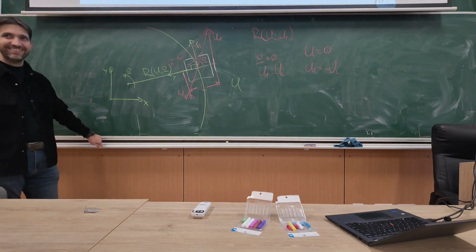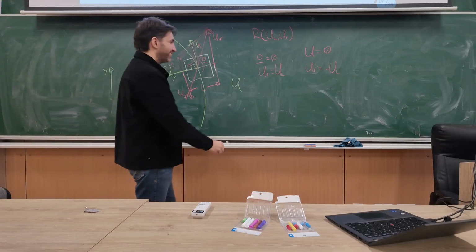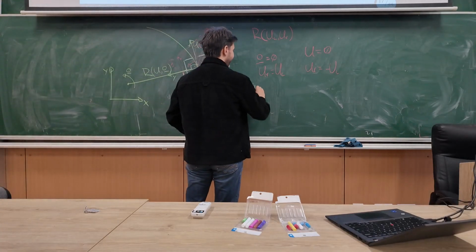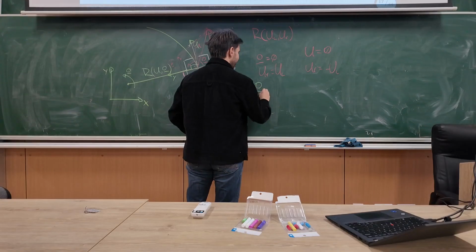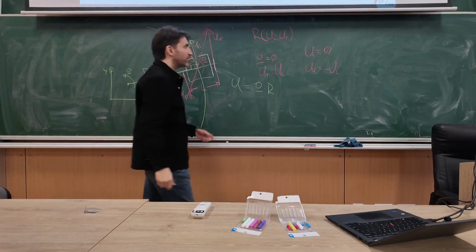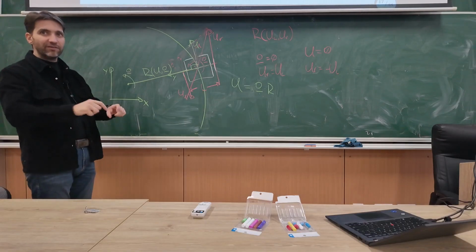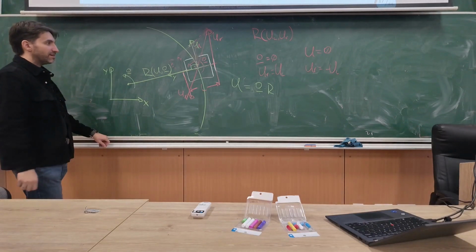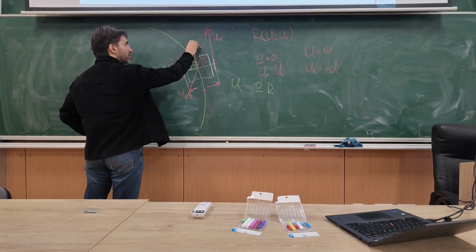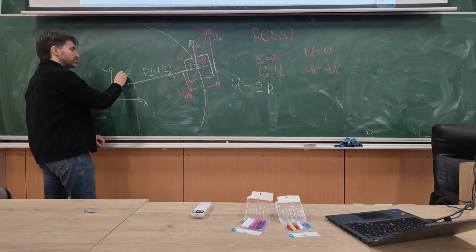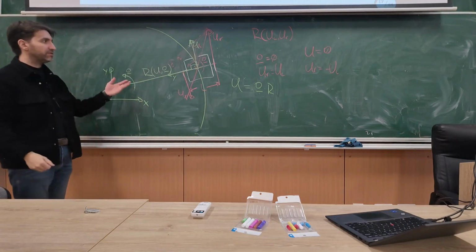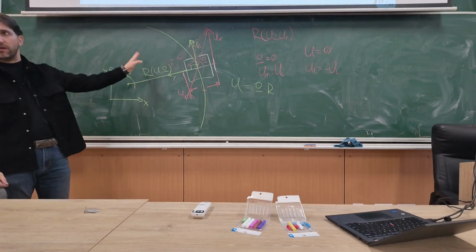Which formula? Take the formula. u is omega times r. Exactly. It's the same formula that we used earlier for calculating the linear velocity of the wheel. So if I know the linear velocity and I know the angular velocity, I can calculate r. If I know r and angular velocity, I can calculate u.